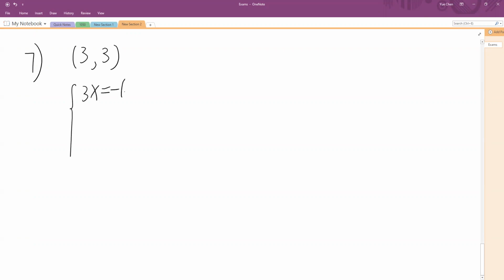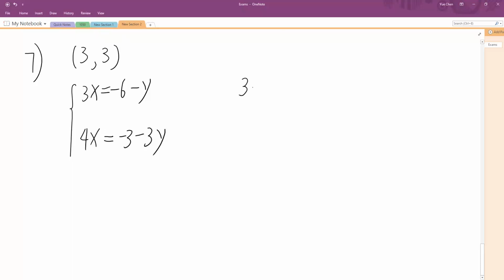3x equals -6 minus y, 4x equals -3 minus 3y. So how to test if this point is the solution for this linear system? We just plug in the point, right? Plugging this point into the system to see if these two equations are true. So for example, let's plug in the first one. We need to plug in both, okay? You need to check the solution by plugging the point into both equations, not just one equation, okay?